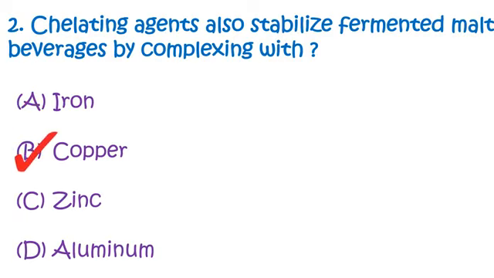Option number B, copper. Now, chelating agents are compounds that form stable complexes with metal ions. These stabilize the color, aroma, texture of the food product, which might be affected due to the presence of the trace elements like copper.